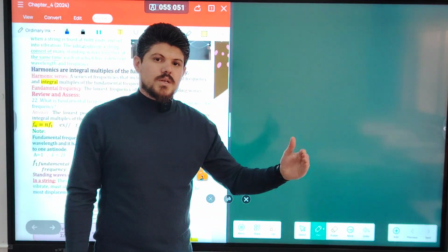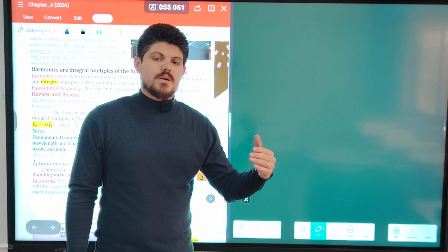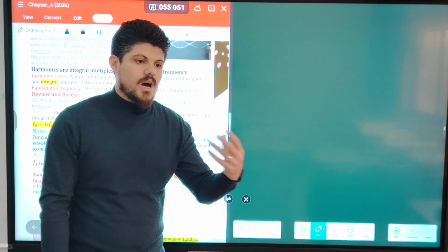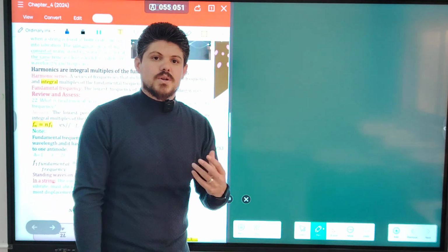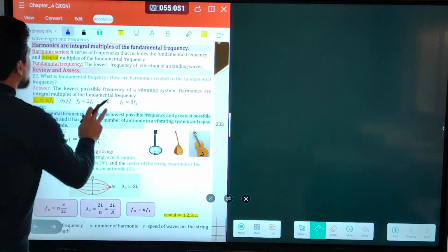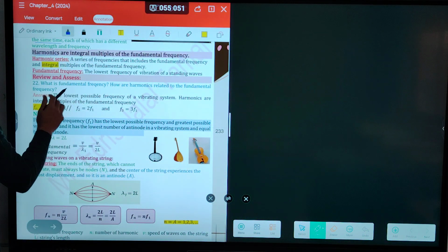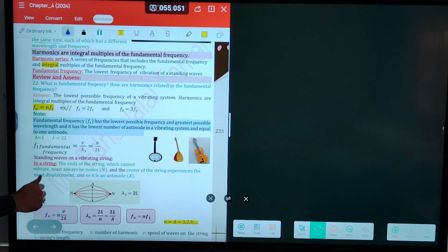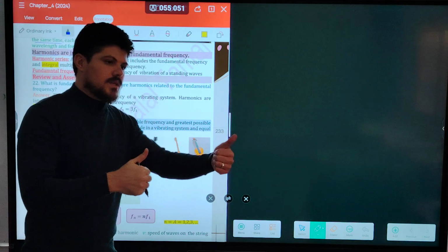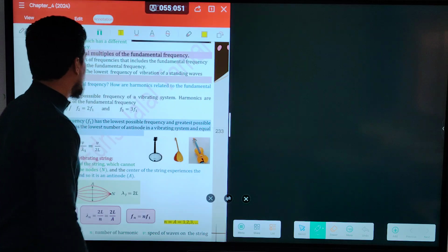In the vibrating string, harmonics in a vibrating string, we have many different types of harmonics. Each harmonic has its own wavelength and frequency. We will talk and explain one by one in detail. What is harmonics, guys? Harmonics are integral multiples of the fundamental frequency. Each harmonic is related with the fundamental frequency.